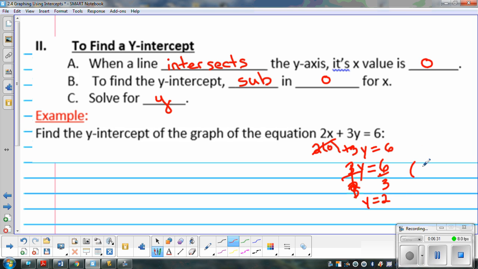So to write that like the coordinates of a point, we made x 0 and we found the y value was 2. So the y-intercept is located at the point 0, 2. Once you have those notes written in that example, go ahead and move on.